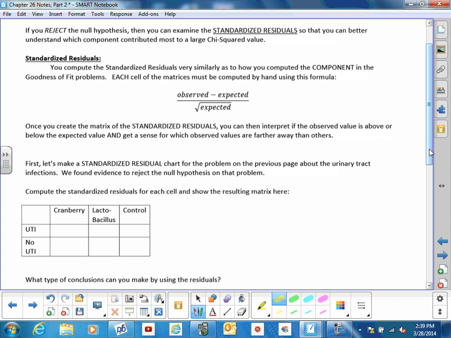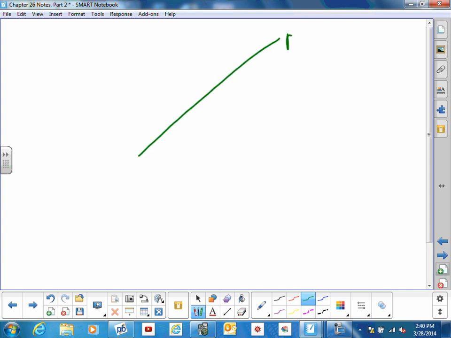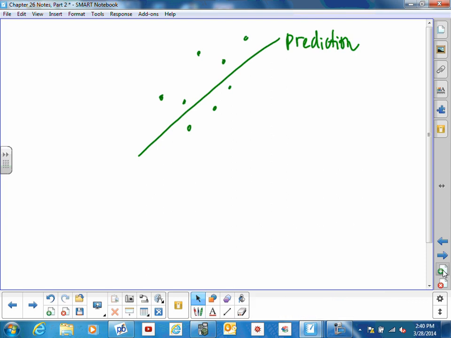So, the next phase of this is to give you details about each component individually. And we are going to do that with a standardized residual matrix. So here we go. If you reject the null hypothesis, then you're probably going to wonder something specifically, like which item is contributing most to the chi-squared value? Which one is farthest away from expected? And we can do that with a standardized residual. I want to remind you what a residual is. We did that probably back in November, where we would have a prediction line, and then we had some actual data. What of this picture is the residual? Not the line. The line is predicted. Where's the residual?